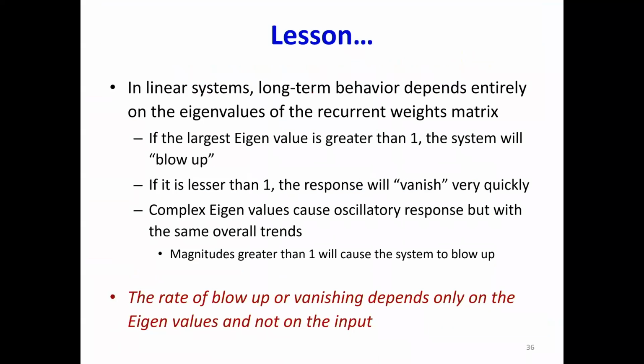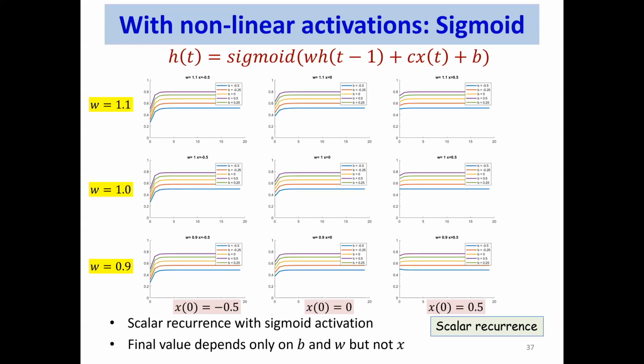Anyway, so this is when things are purely linear. But in your real system, your recurrent layer doesn't have linear activation. It has an activation function, right? How does it behave with activation functions? Let's take a look. So this is with sigmoids.